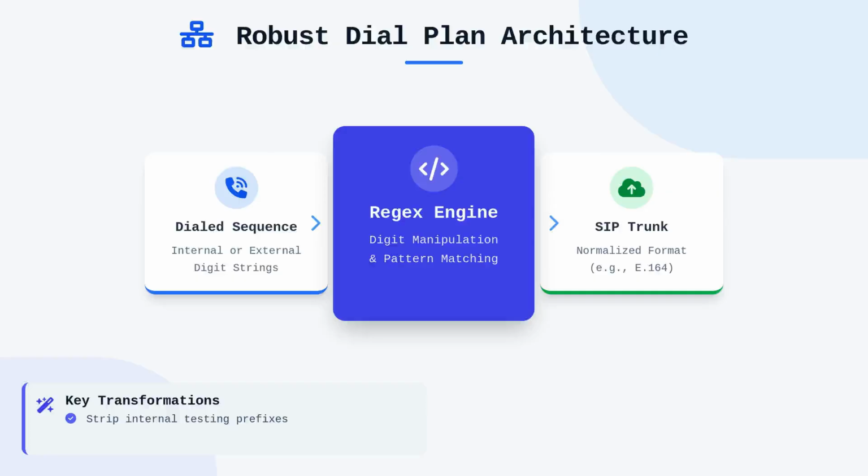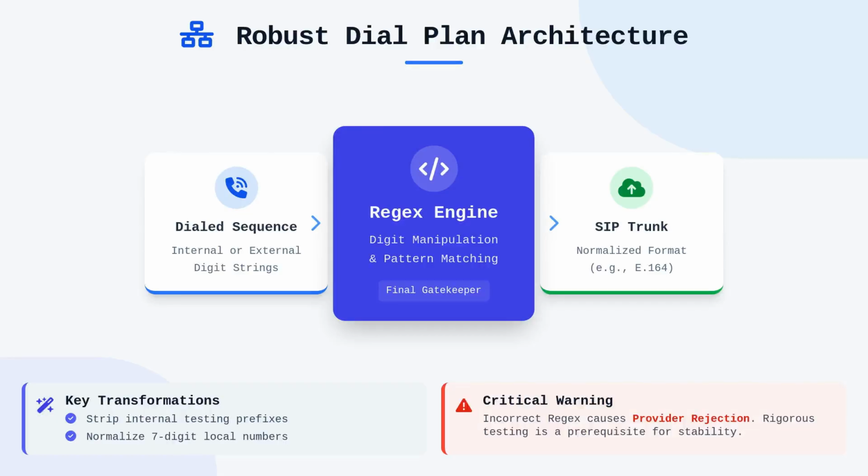For instance, you might want to strip a leading prefix used for internal testing or normalize a local 7-digit number into a full E164 format. This configuration happens within the dial plan's calling behavior settings, where digit manipulation rules act as the final gatekeeper before a call leaves your environment. If you fail to match the regex correctly, the call may be rejected by the provider due to unexpected formatting. So testing these patterns is a prerequisite for a stable voice implementation.